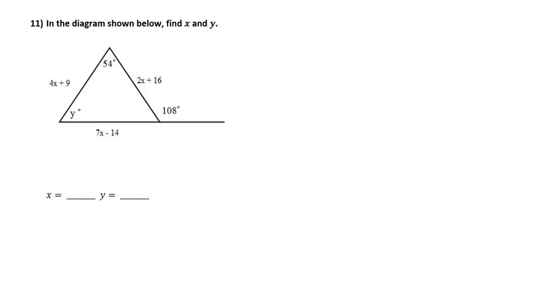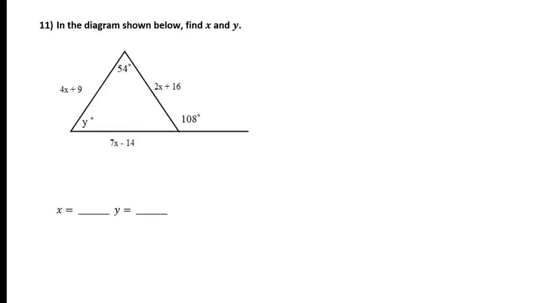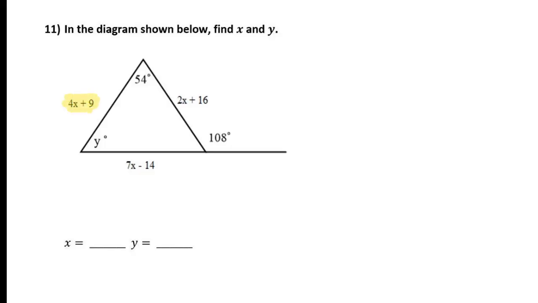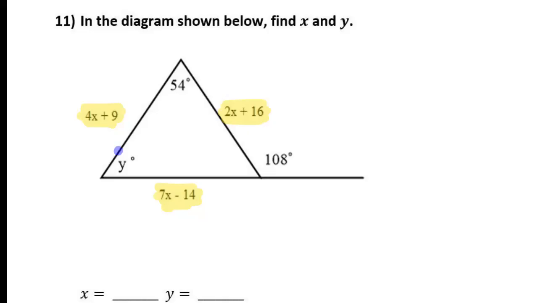In the diagram shown below, find x and y. So I have a bit of an issue when it comes to finding x. How many places does x show up? 3. Can I set 3 things equal? So I have to figure out which 2 things I can set equal. I need to know which sides are congruent. Do we know which sides are congruent right now? No. So let's see if we can find y, and then we'll see if we can use that to figure out which sides are congruent. Y is right here.